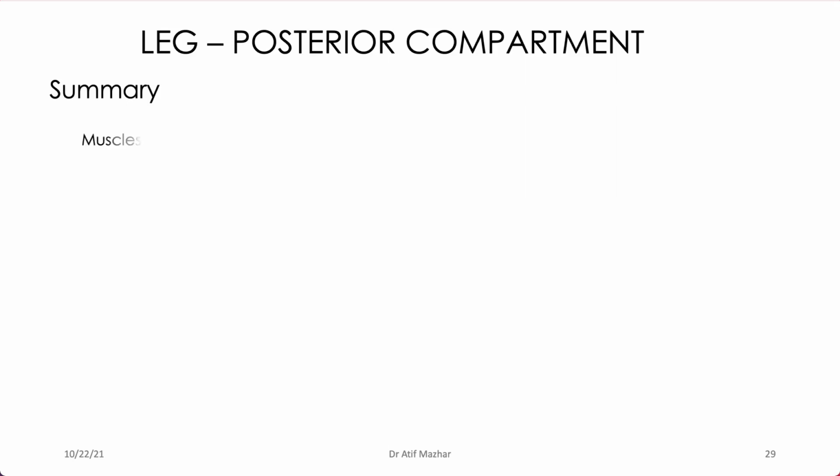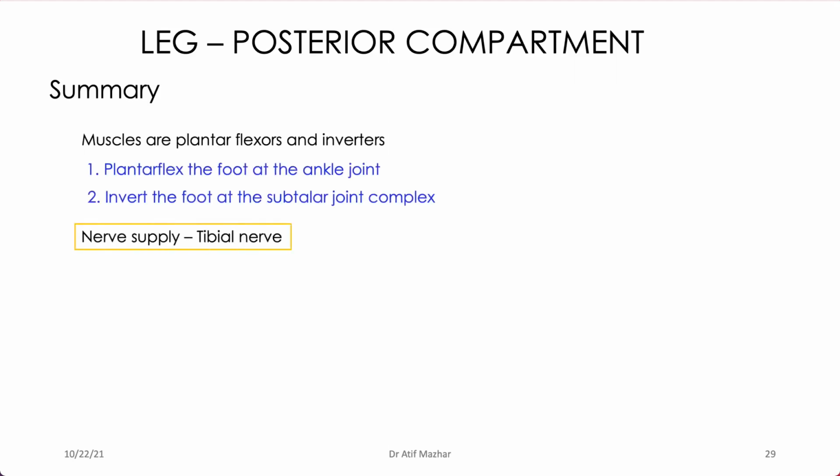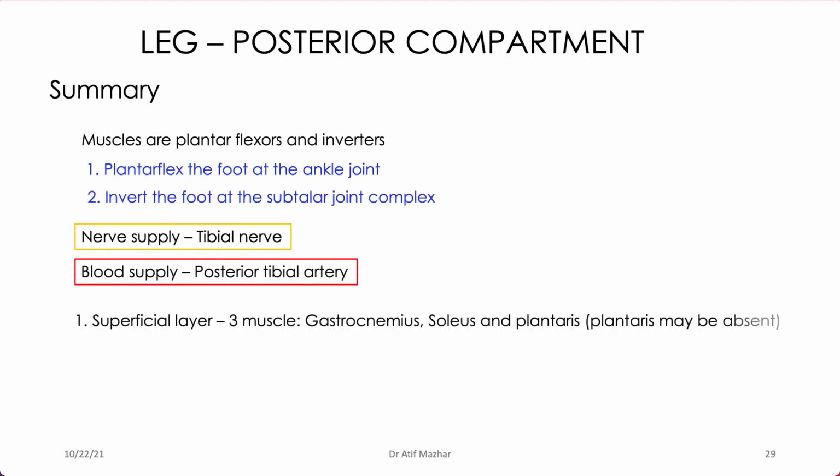Let's summarize. The posterior compartment, what are they doing? They are plantar flexors and inverters at different joints. Their nerve is the tibial nerve. They are controlled by the posterior tibial artery, and we learn them in two layers, superficial and deep.